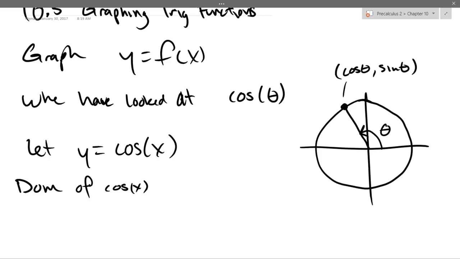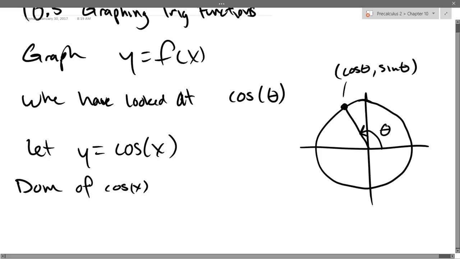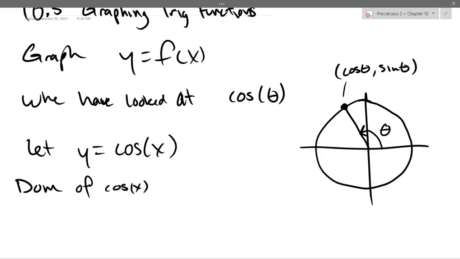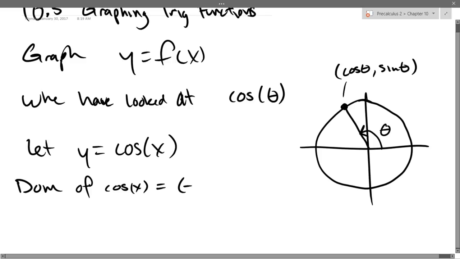We're going to run into a problem if it is 1 over cosine. Obviously, you can't have 1 over 0. So when we hit the reciprocal trig functions, we'll have a problem. But with regular trig functions, no problem at all. So our domain is all real numbers. And we're going to write that as negative infinity to positive infinity. And while we're here, let's write the range.